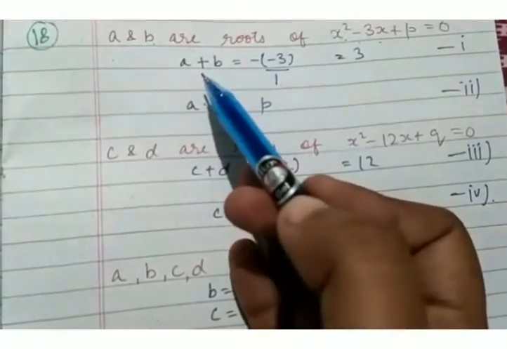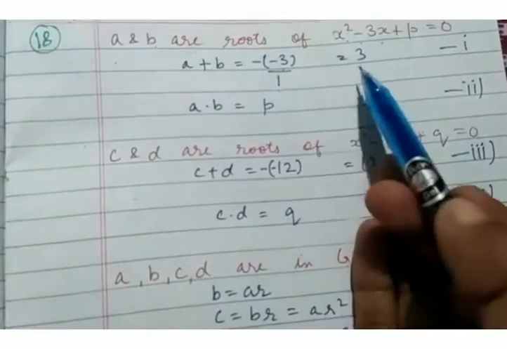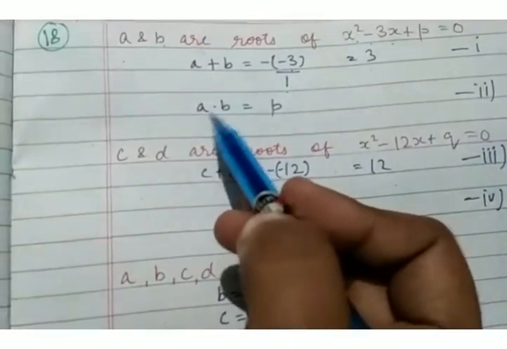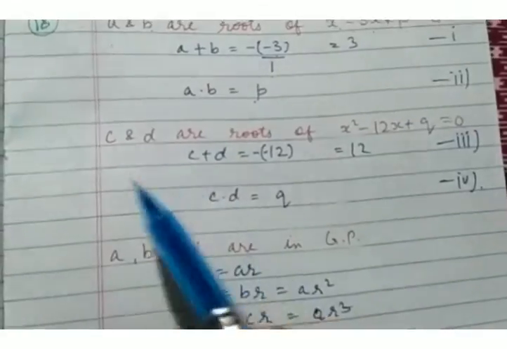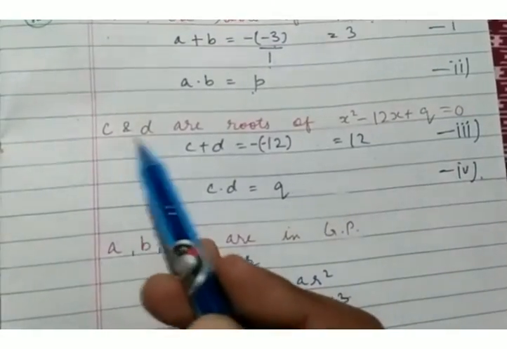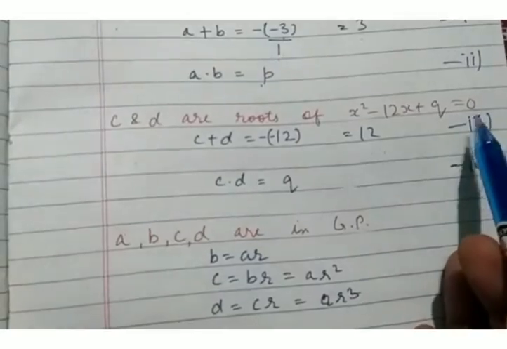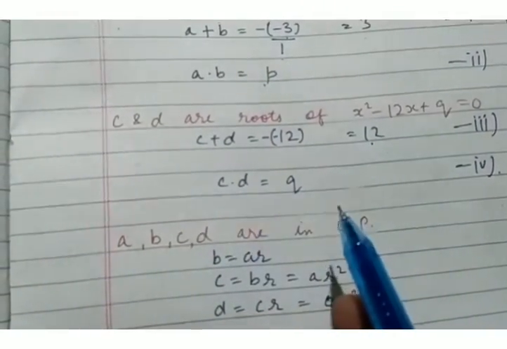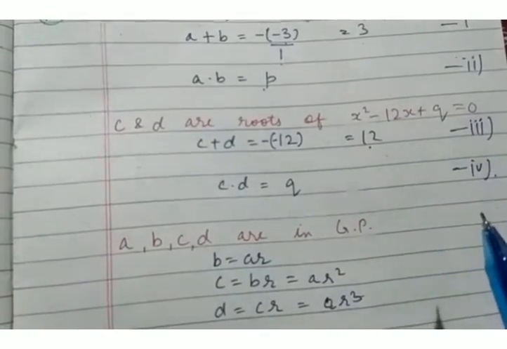So using that property, we have a plus b equals to minus of minus 3 upon 1, that is 3. Let us name this as equation 1. Then product of roots is equal to p upon 1, that is p. Similarly, it is given that c and d are the roots of x square minus 12x plus q equals to 0. So sum of roots will be equal to 12 and product of roots will be equal to q. Name them as equation number 3 and 4 respectively.